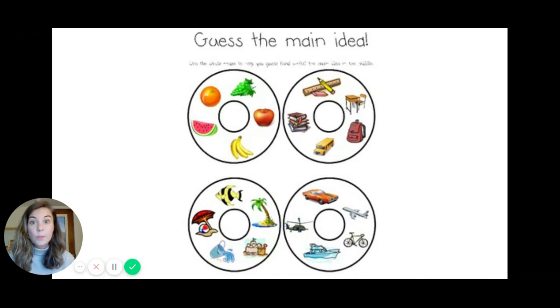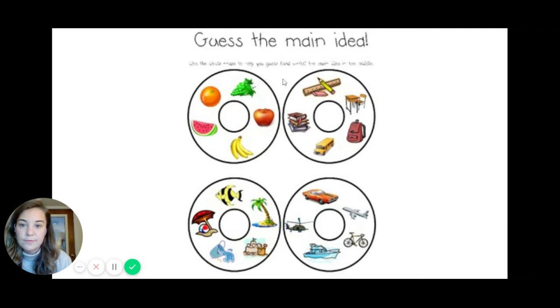Now, before we jump right into our story and discuss that, we're going to play a little game. Does that sound good? All right. It's called Guess the Main Idea. And we're going to be looking at these groups of objects and deciding what is the main idea about all of them. Where could all of these things be found, right? What do all of these things have in common?